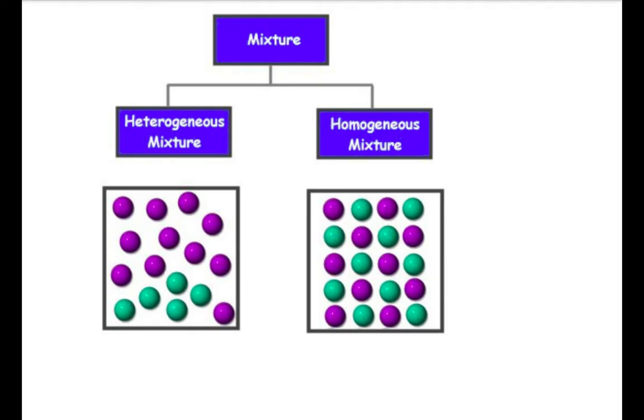There are two main types of mixtures: homogeneous mixtures and heterogeneous mixtures. In homogeneous mixtures, all substances are evenly distributed throughout the mixture, like salt water, air, and blood. But in heterogeneous mixtures, substances are not evenly distributed, like chocolate chip cookies, pizzas, and rocks.